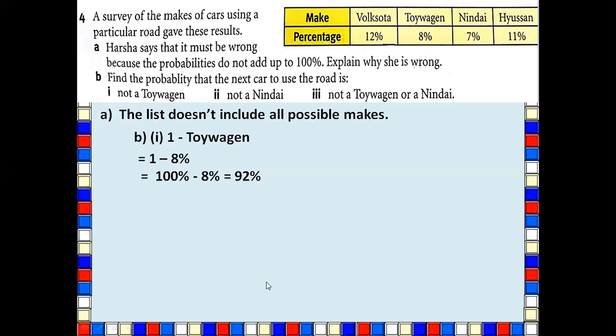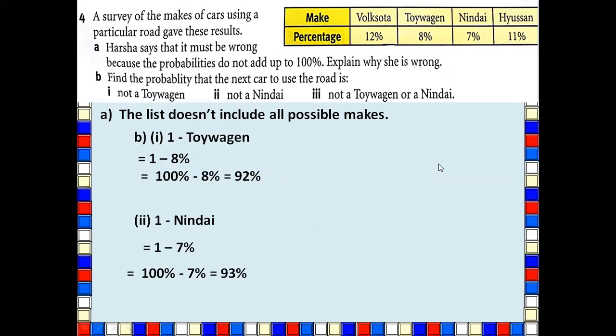Miss, it said that it's not a toy wagon or Nandai. So we're going to add the toy wagon and Nandai. In double I, not Nandai, we're going to subtract 100 minus 7, which is 93. Nandai is 7%, so 100% minus 7% is 93%. Now, triple I, not a toy wagon or Nandai.